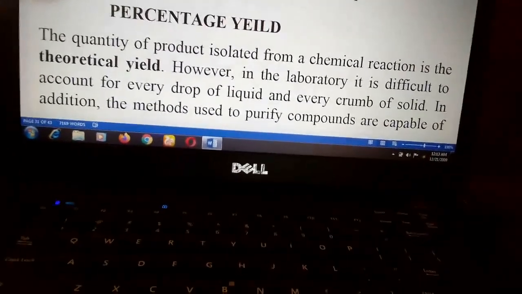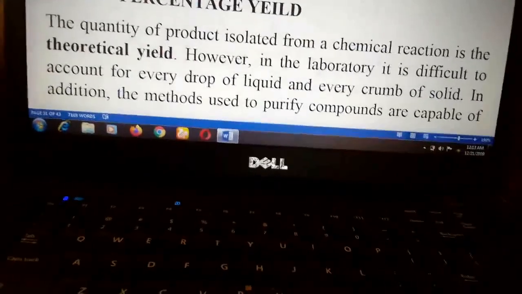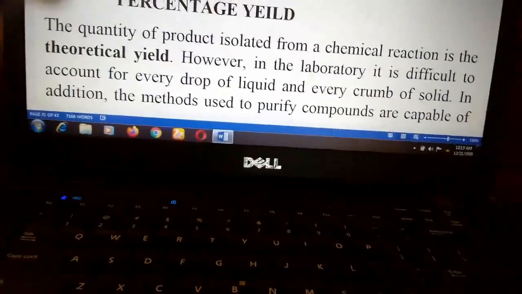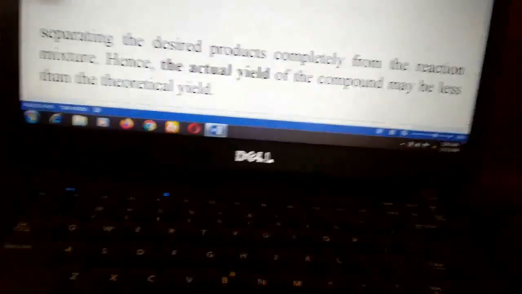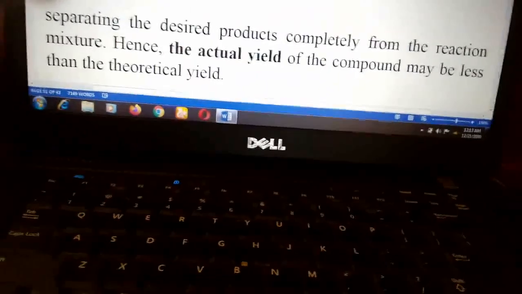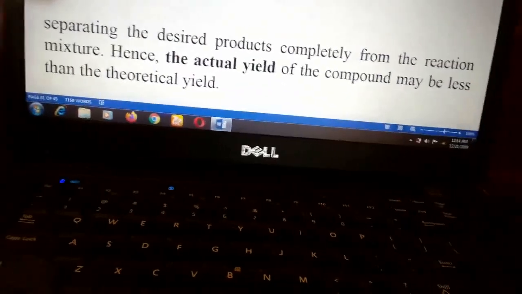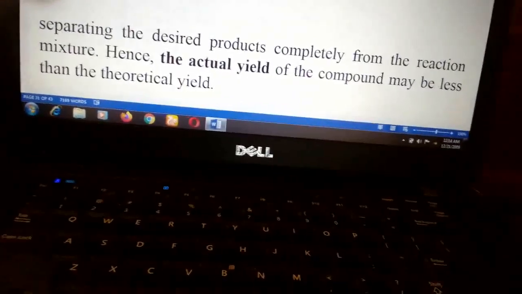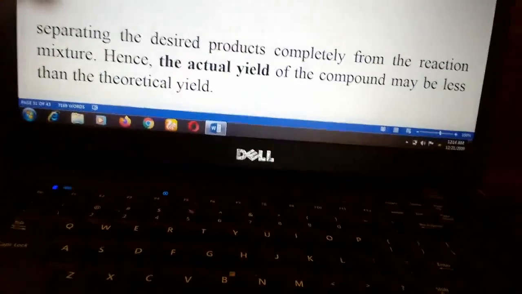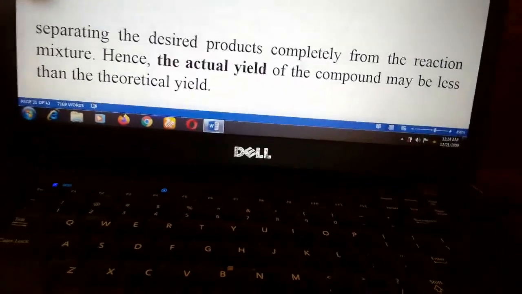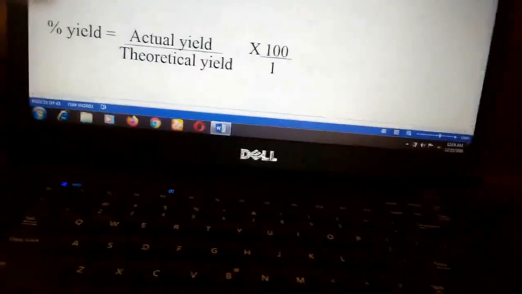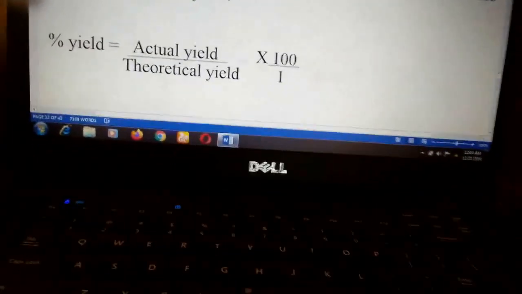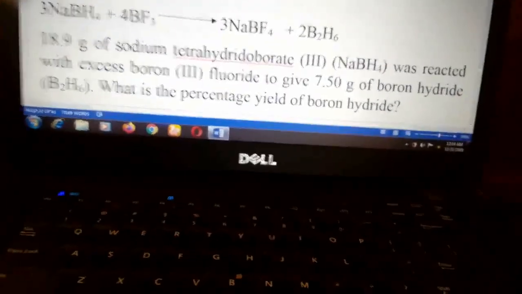However, in the laboratory, it's difficult to account for every drop of liquid and every crumb of solid. In addition, the methods used to purify compounds are incapable of separating the desired products completely from the reaction mixture. Hence, the actual yield of the compound may be less than the theoretical yield. As I said, the actual yield is the actual mass of the product you obtain when you weigh it, while the theoretical yield is the mass you calculate from a balanced equation. So we want to find the percentage yield. It's going to be actual yield all over theoretical yield times 100 over 1. So let's take a question to illustrate that.